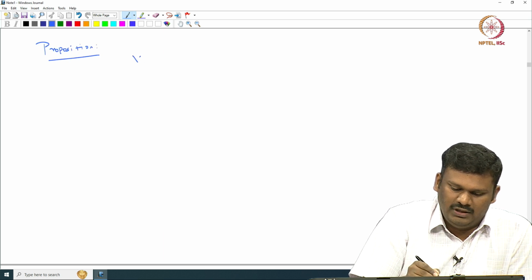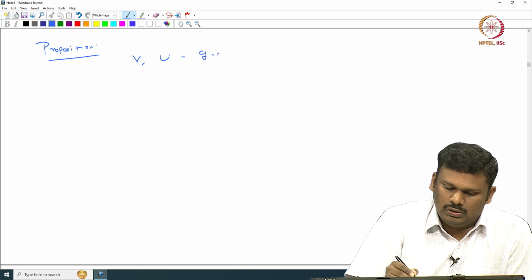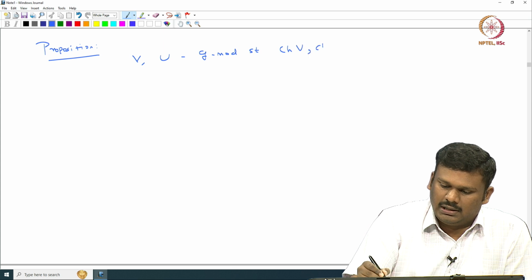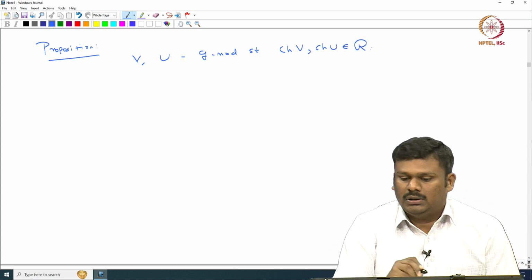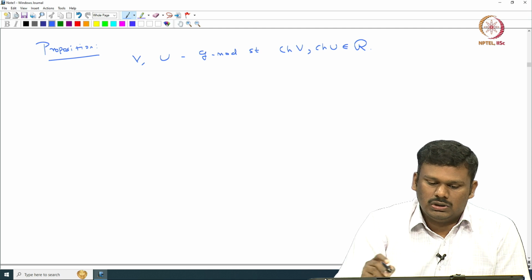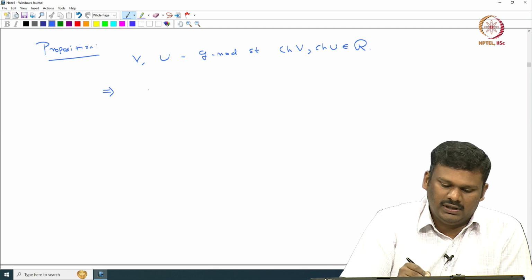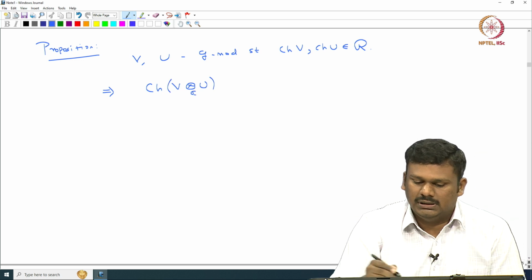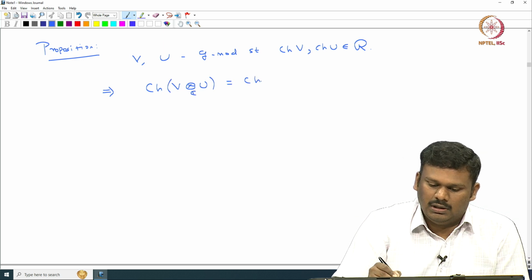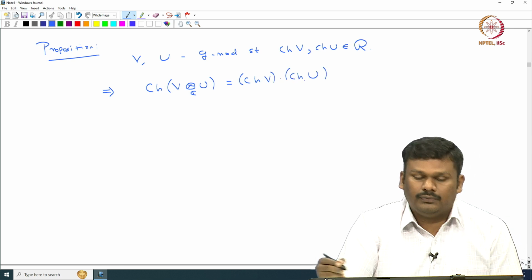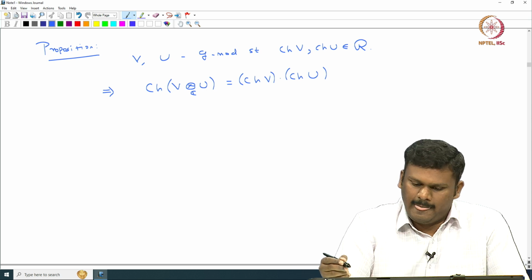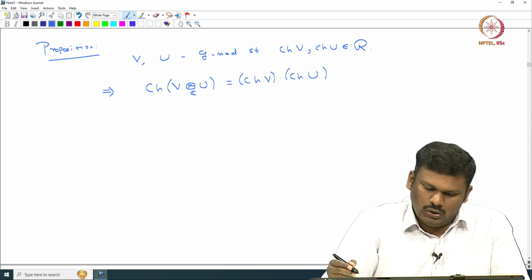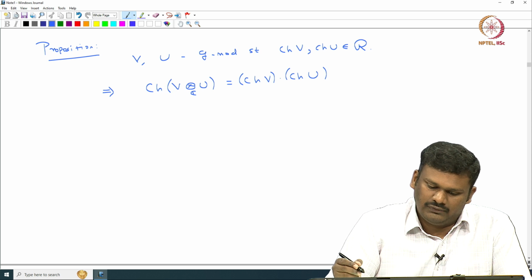Let us say V and U are G modules, such that the character of V and the character of U are both inside your character ring. So, in this case we have the character of the tensor product, again tensor over the complex numbers. This is going to be the product of the characters, the character of V times the character of U. So, this is what happens for the tensor product. Now, what is the character of this V tensor U?